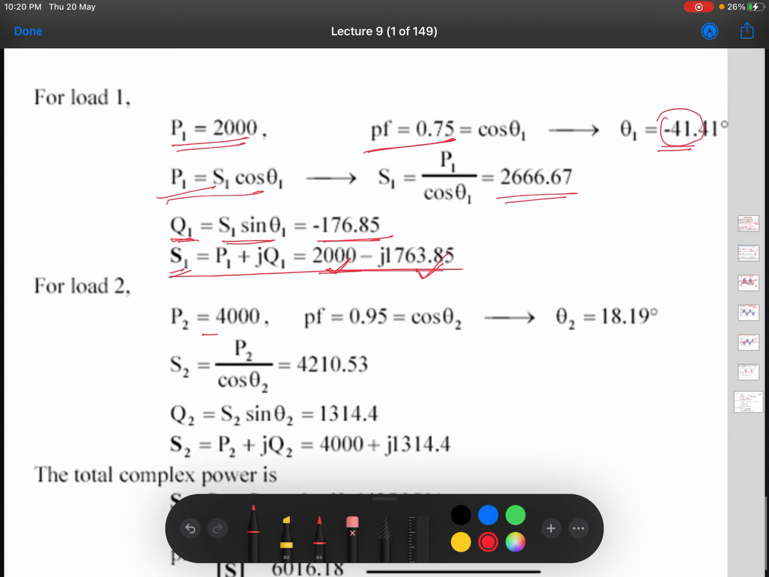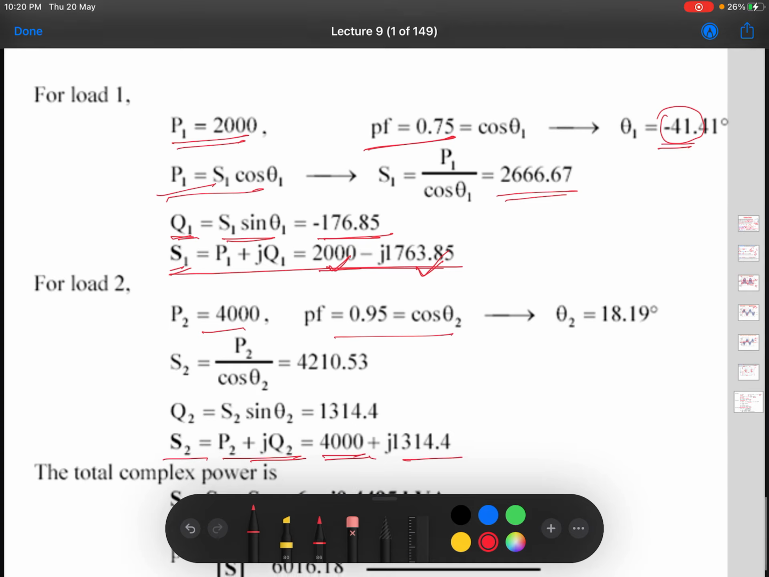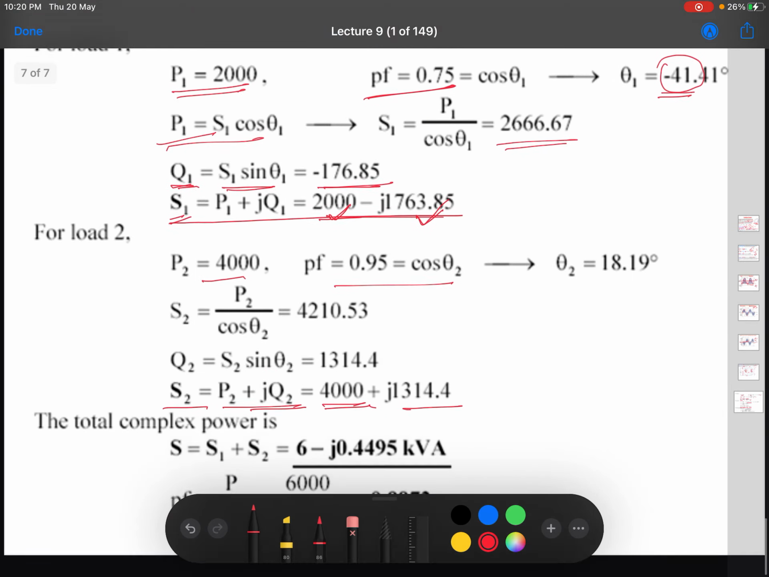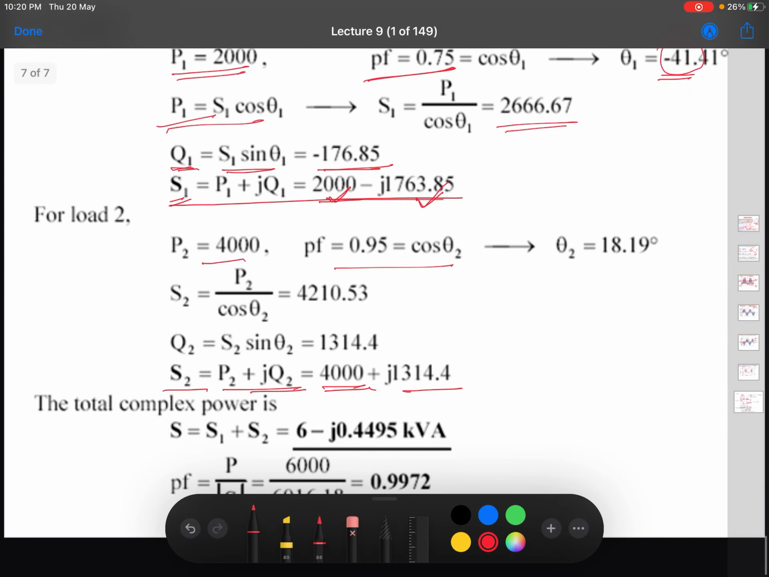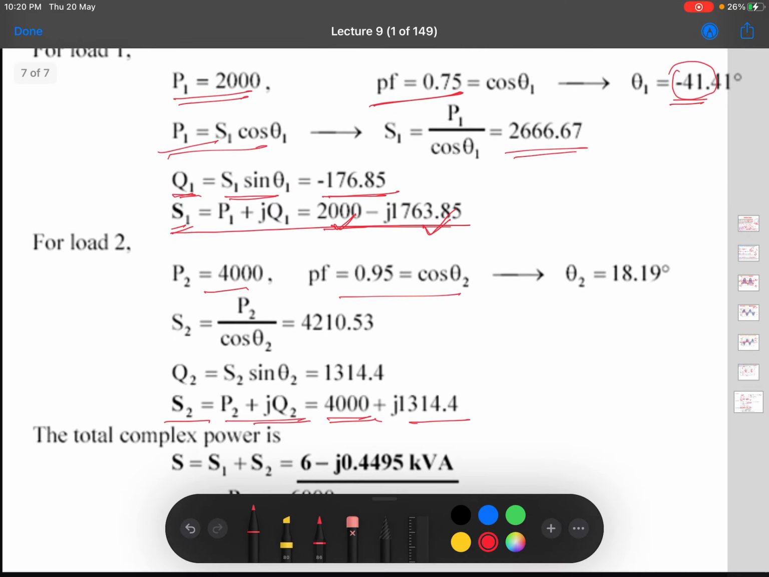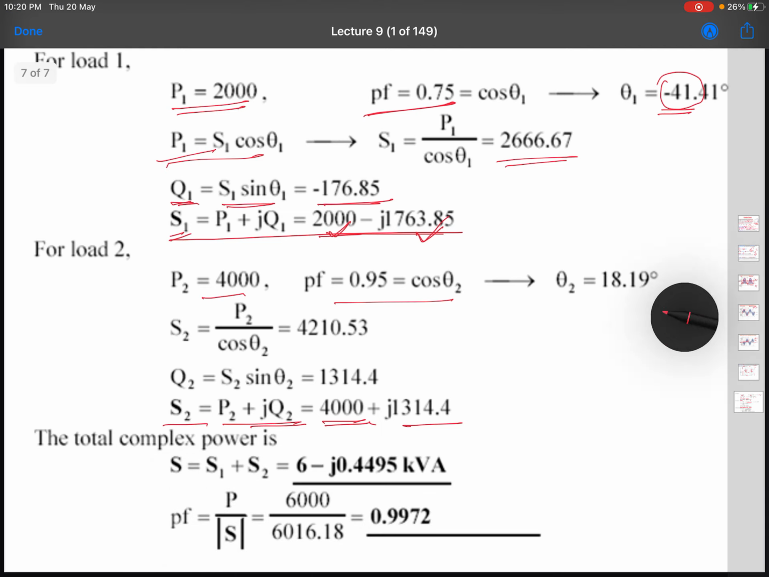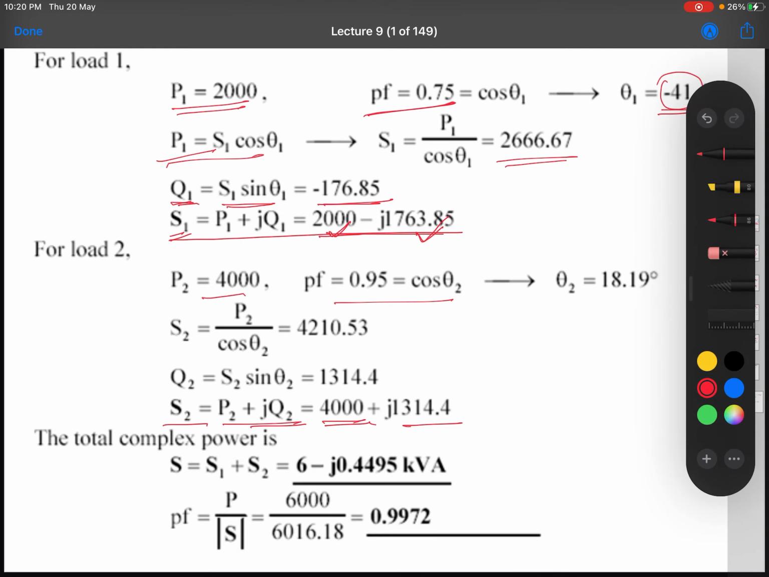Similarly for load 2, the same process is followed. You can generate S2, P2 plus jQ2. Now this is the total amount of power which the loads are actually drawing. So you just add them together and you find an interesting phenomenon coming over here. If you add S1 plus S2, it comes out to be, okay, it is kVA.